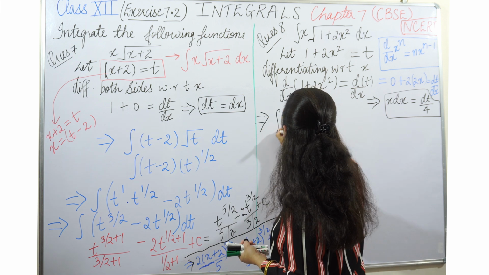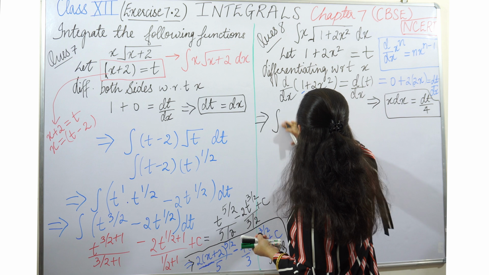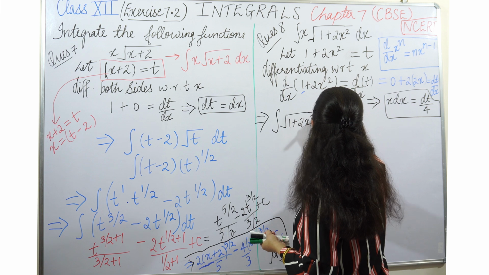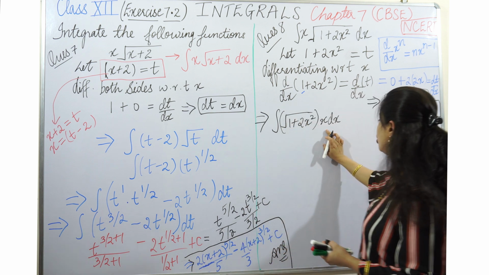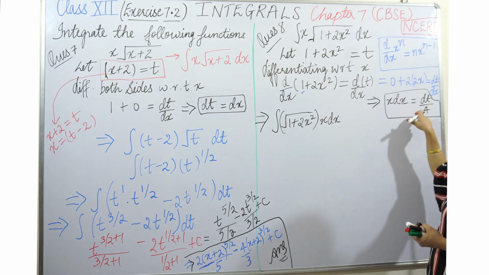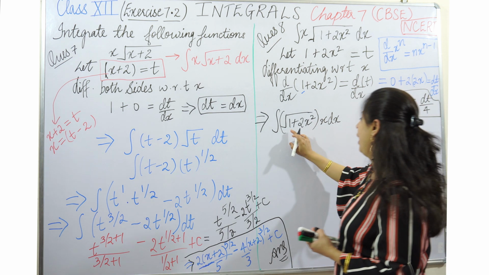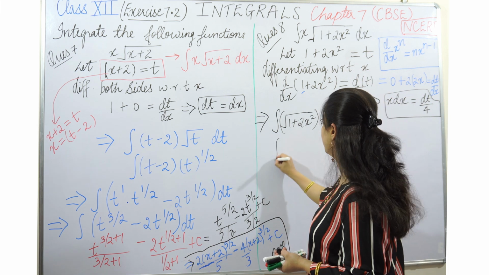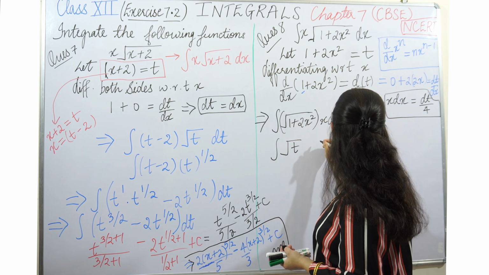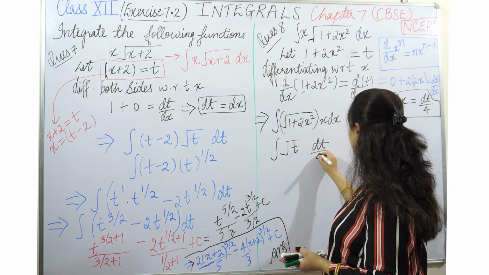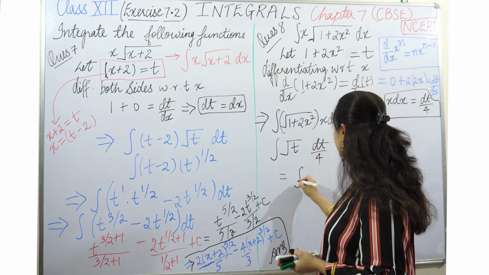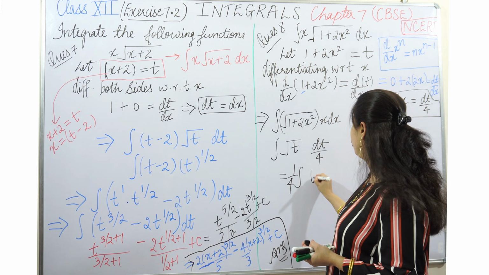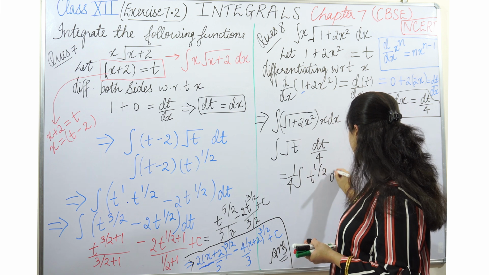Okay. So let us substitute it. We get under root 1 plus 2x square here and x dx over here. So this x dx is substituted by dt by 4, and this 1 plus 2x square is substituted by t over here. So we get under root t dt upon 4. 1 upon 4 is the constant, it will come out of the integration, t to the power 1 by 2 dt.